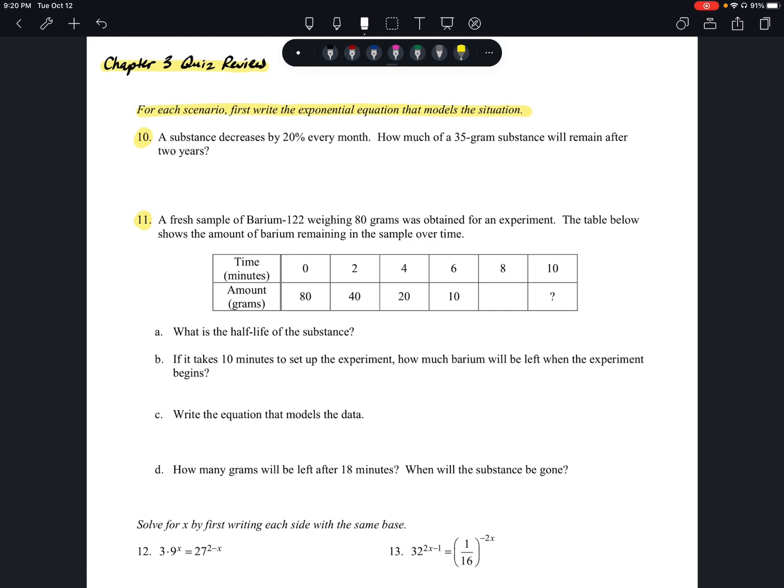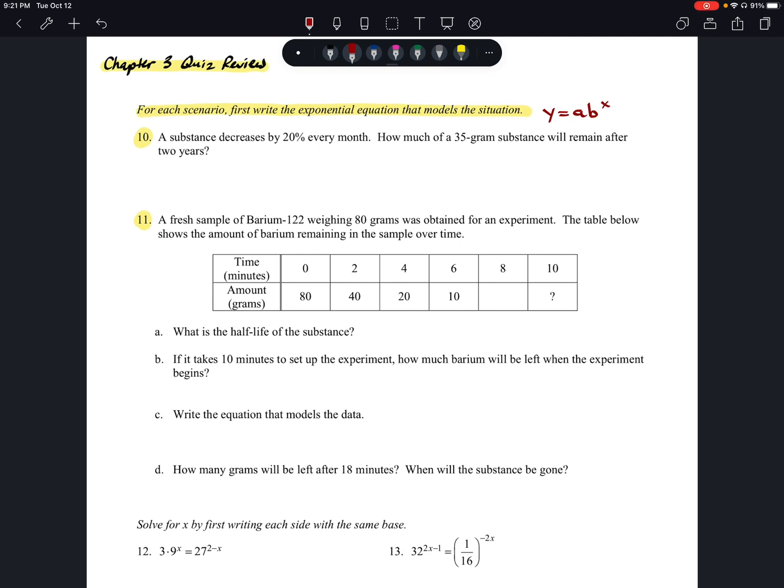Number 10 says, a substance decreases by 20% every month. How much of a 35-gram substance will remain after 2 years? So we're talking about exponentials. We're looking at y is equal to a times b to the power of x. We know that a is our starting value, b is our multiplier.